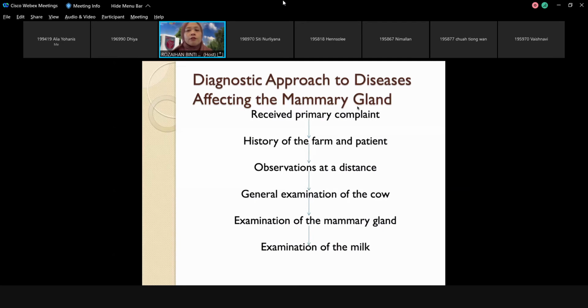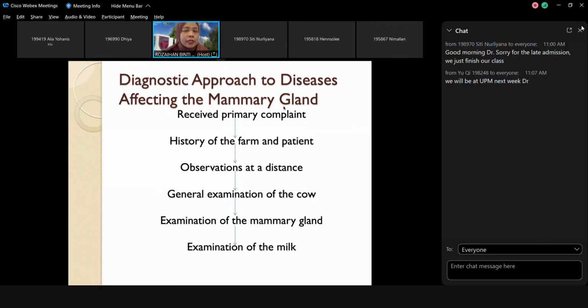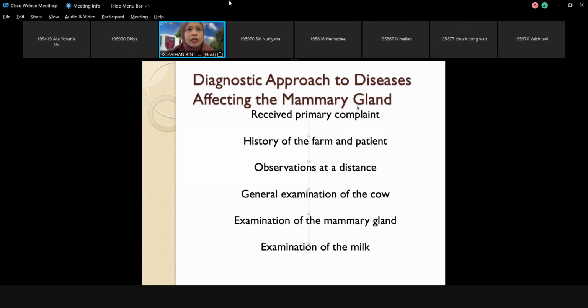We only talk about the conditions, the diseases affecting each system in the body. After you get the history, you make observations from a distance. Look at the condition of the farm, the herd, the group of animals, and then you focus on the affected animal itself. So you observe from afar first. You do necessary things like taking the heart rate, the respiratory rate, looking at the appetite and the general appearance of the animal. Only then do you proceed with the general examination.